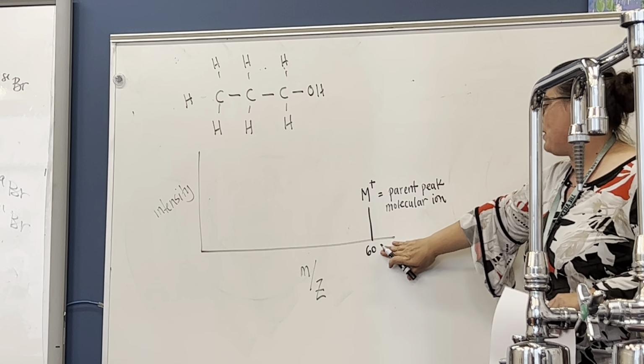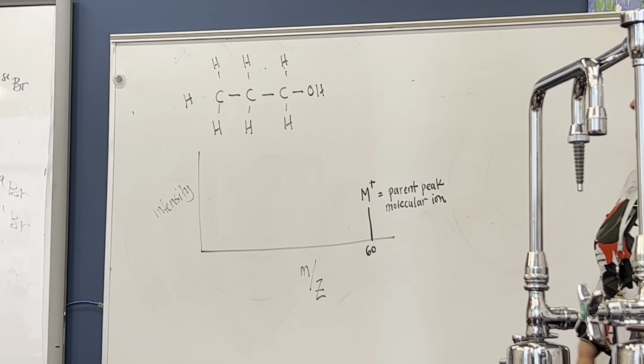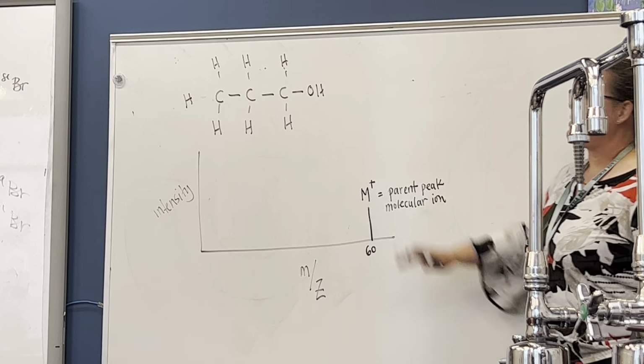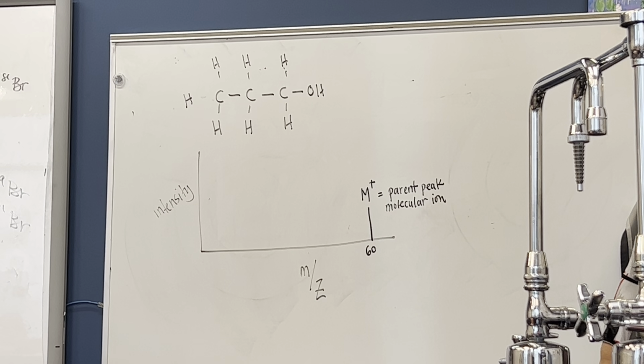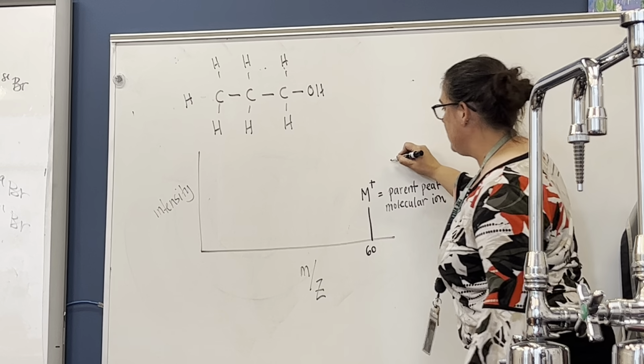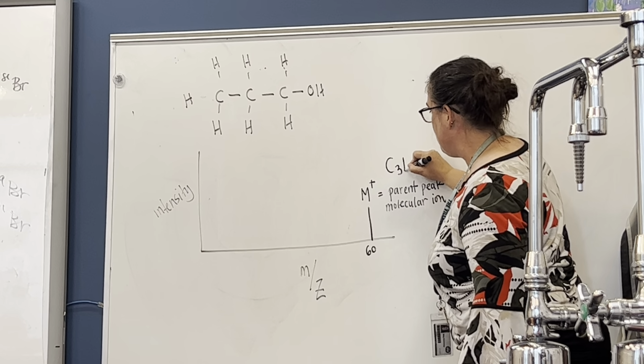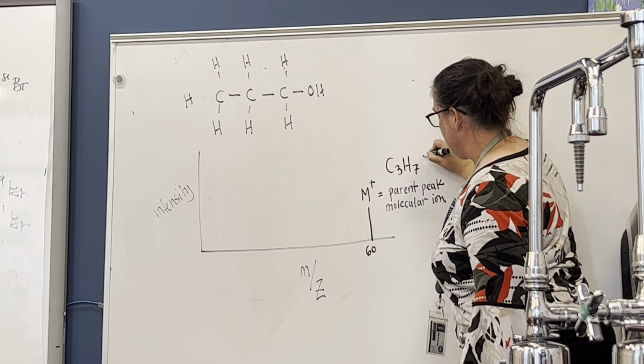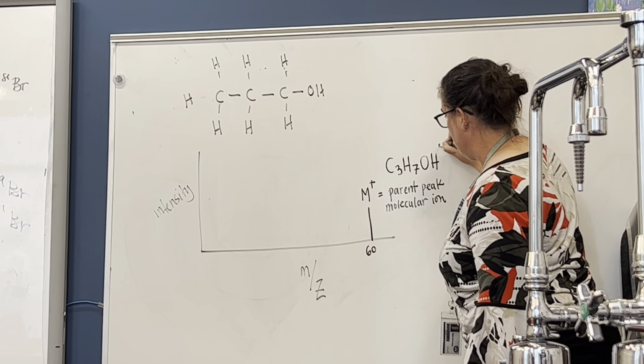Okay, so the rightmost peak, the parent peak, has a mass of 60. Does that make sense with our structure? So we're going to take 3 times 12, it's 36. We're going to add 16 for the oxygen. We're going to get to 52. We're going to add 8 hydrogens. That's going to get us to 60. The parent peak is really just all of the 1-propanol with a plus charge on it.